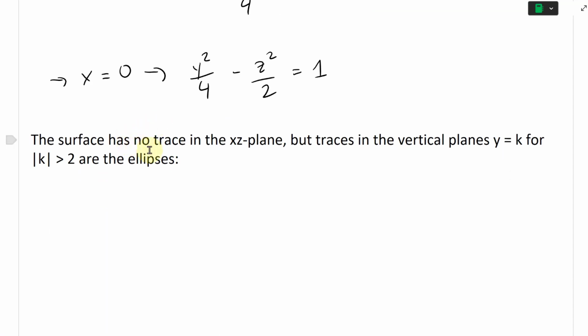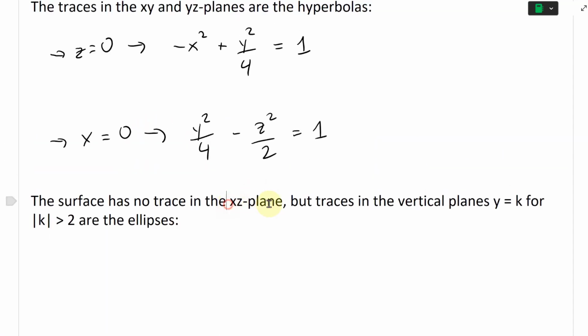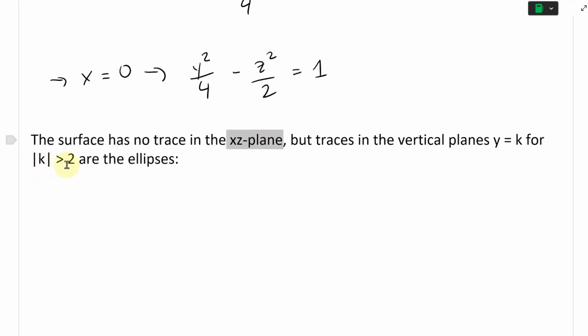So going further, the surface has no trace in the xz plane, but traces in the vertical planes y equals k for absolute value of k greater than 2 are ellipses. And first, we'll illustrate that here. So this is the xz plane, so we have the x like this, z. So that means this plane right here, so that means y is 0. So again, just basic stuff there. So y equals 0. We'll show the y equals k first, then I'll show you why when y equals 0, you're not going to have it in this xz plane.